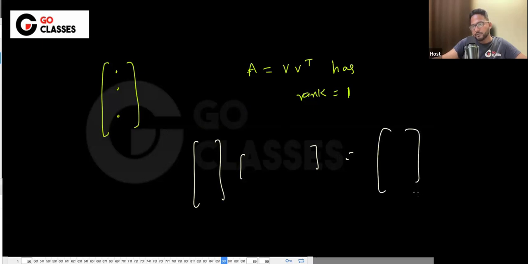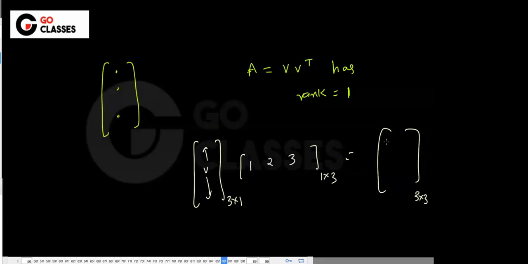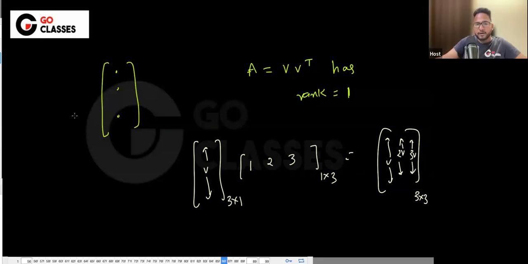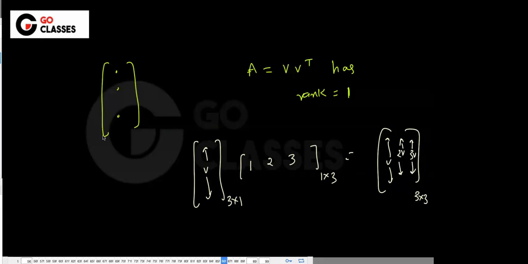Okay, so the rank must be one. The reason is that if you multiply V and V transpose, it will be a matrix of 3 cross 3, because the dimension is 3 cross 1 times 1 cross 3. But every column here is a multiple of V, so at least there will be rank one. Okay, I got it, like you told in the class. I got confused due to the solution given in GATE Overflow, it was given differently.